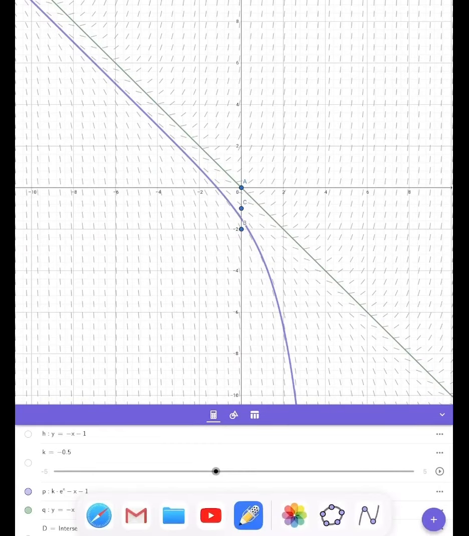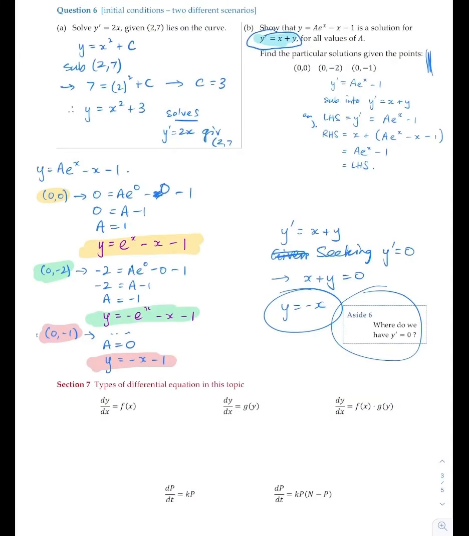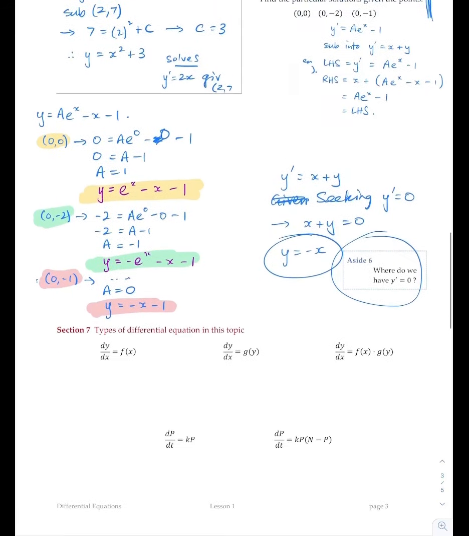Okay, back to Section 7, the types of differential equation in this topic. We've seen these. dy dx is a function of x, you just find the primitive.